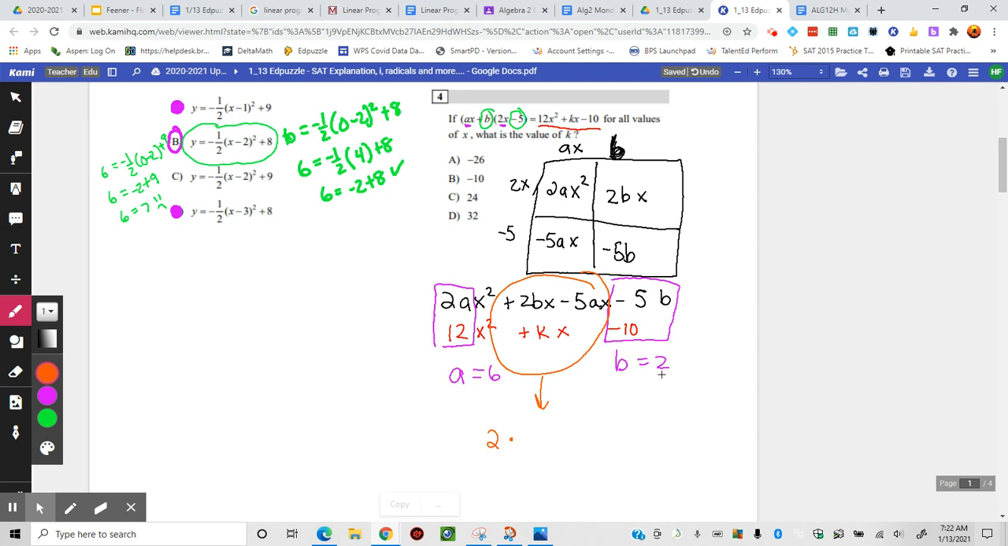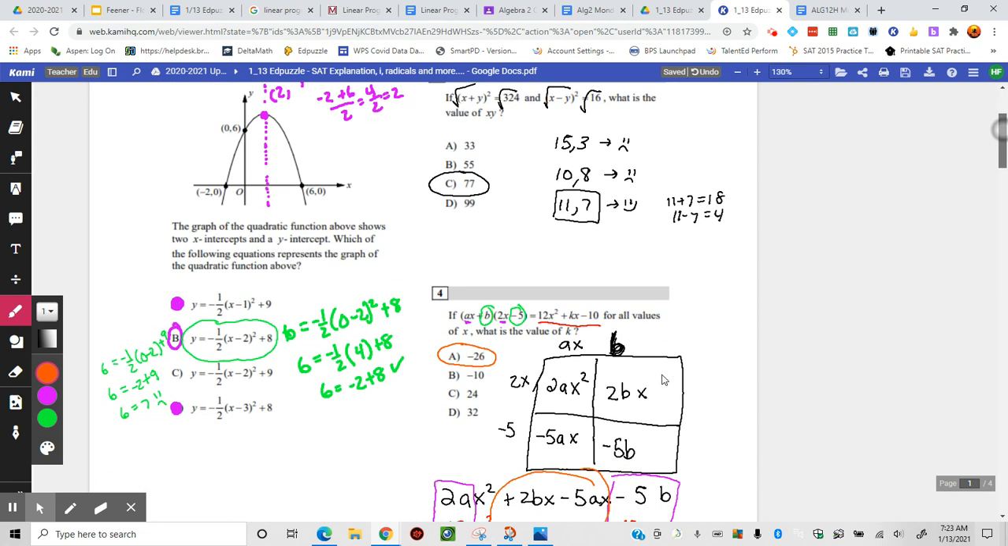So I get 2 times 2x, because B is 2, minus 5 times 6x, because A is 6. So I get 4x minus 30x is negative 26x. And that means that the value for K is negative 26. So your answer is A.